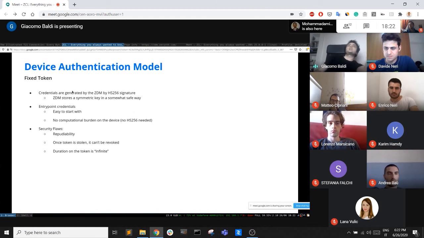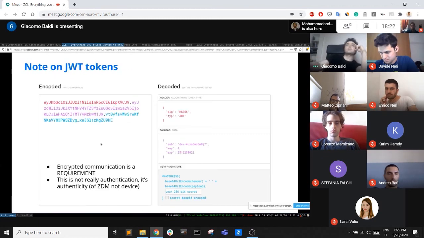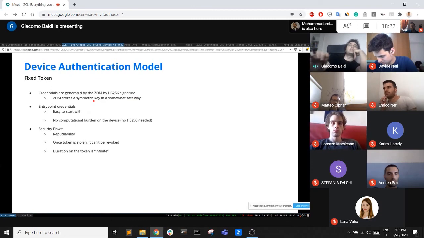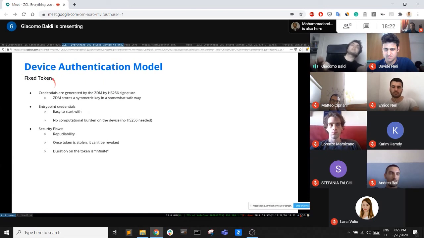What happens in the fixed token? The credentials of the device are generated by the ZDM server with an HS256 signature. If you remember, this is a symmetric key signature. What does it mean? That the ZDM stores a symmetric key, in the safest way that it can, but still, you already see that this is not safe enough for many purposes, because the key is on the device and the key is on the ZDM. So there is a possibility that our servers leak the keys, or the keys are stolen, or whatever. So this is not good, but this is the easiest one. What do we do with this secret symmetric key? We generate a signature on something that says, okay, I am the device, name it whatever. This is easy to do.